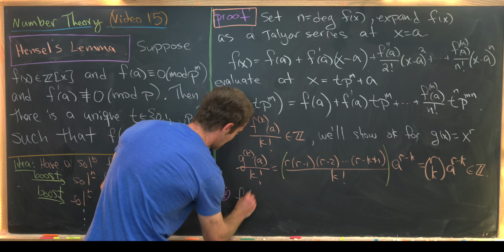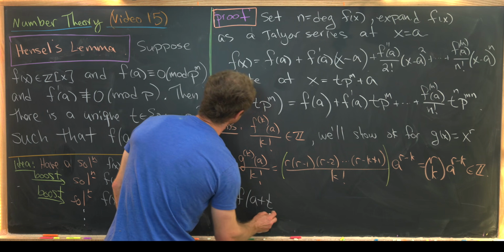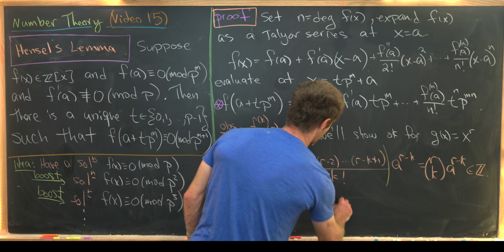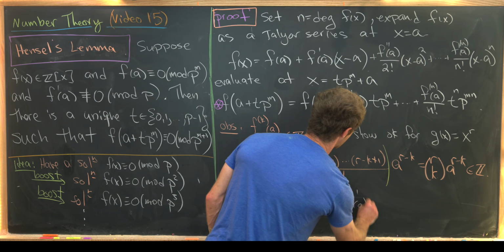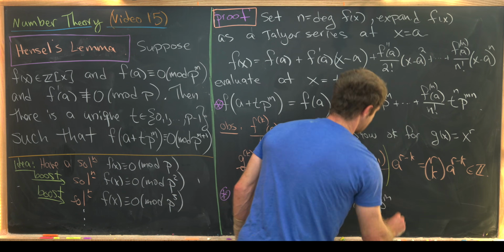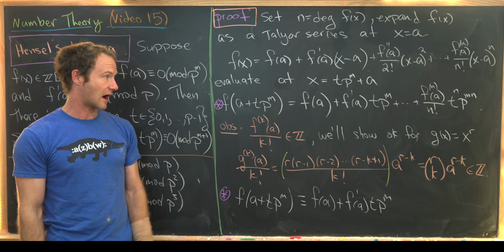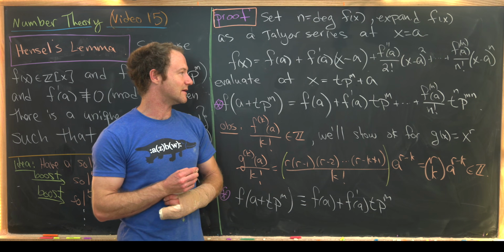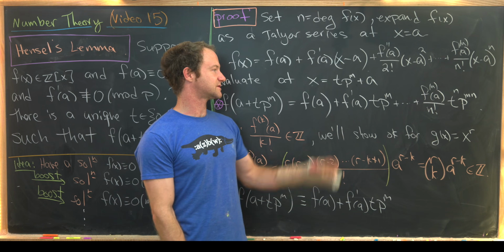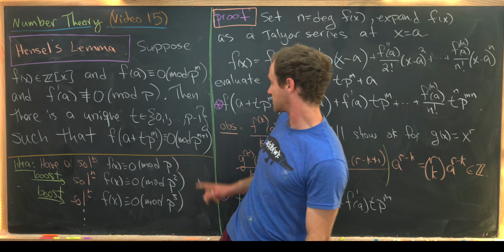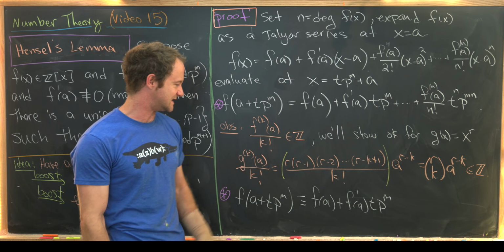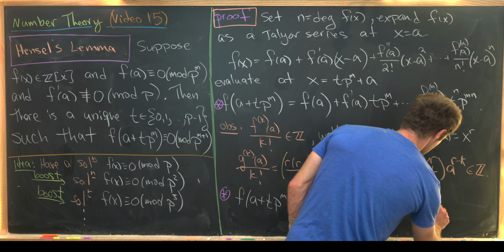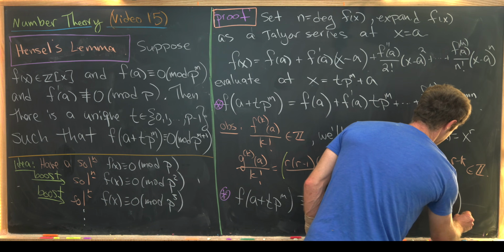So let's notice that f of a plus t times p to the m will be congruent to f evaluated at a plus f prime evaluated at a times t times p to the m. All the other powers of p will disappear because the next smallest is p to the 2m, which is larger than m plus 1, so that means it's 0 mod p to the m plus 1. So let's just note here that we're working modulo p to the m plus 1.